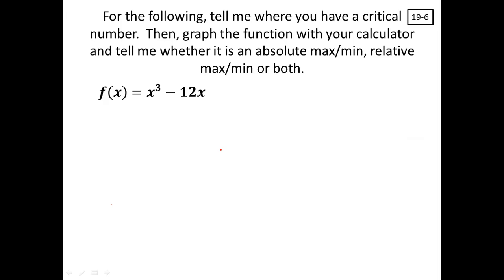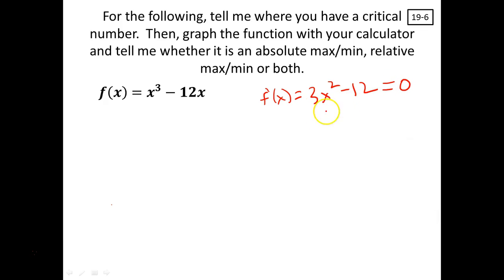All right, so I hope you already paused the video and tried it yourself. So how to find a critical number? Well, first you need to take the derivative. So the derivative of this is 3x squared minus 12. And then you need to think about 2 things. 1, where does this equal 0? And 2, where does this not exist?